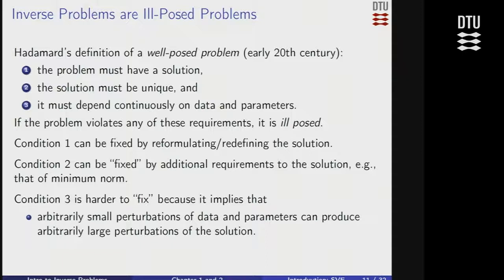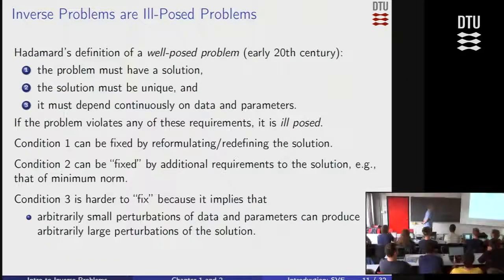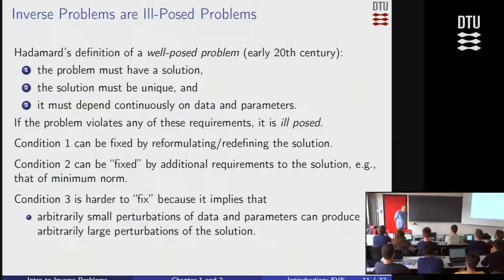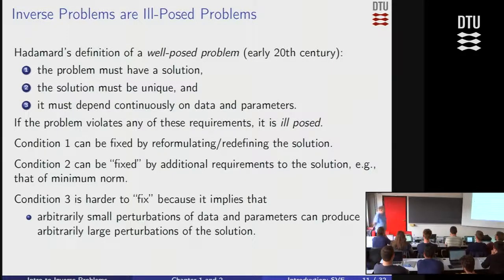All right, the solution must be unique. Well, for example, when is the solution to a linear system of equations not unique? Well, if the matrix is rank deficient, you have a null space, so you have a non-unique solution there. And this is what we can fix by adding some additional requirements to the solution, typically coming from the underlying physics of the problem. For example, that you want a solution of minimum norm. So again, just by adding some additional mathematical requirements, we can deal with conditions 1 and 2. So 1 and 2 are the kind of easy conditions to do something about if they're violated.